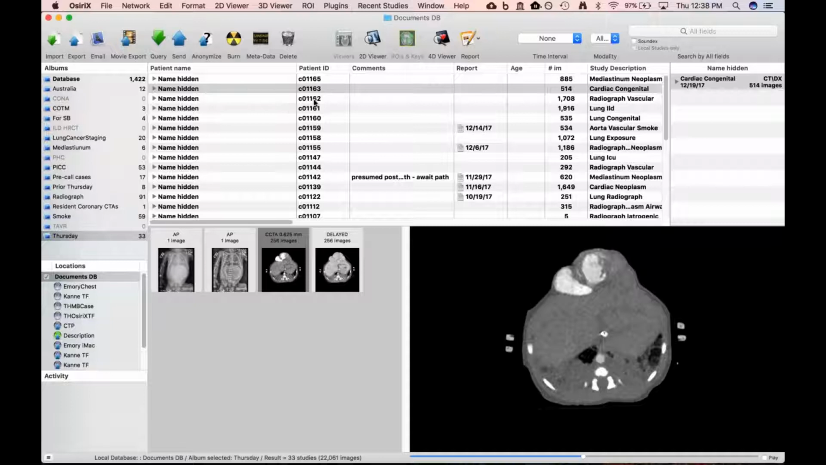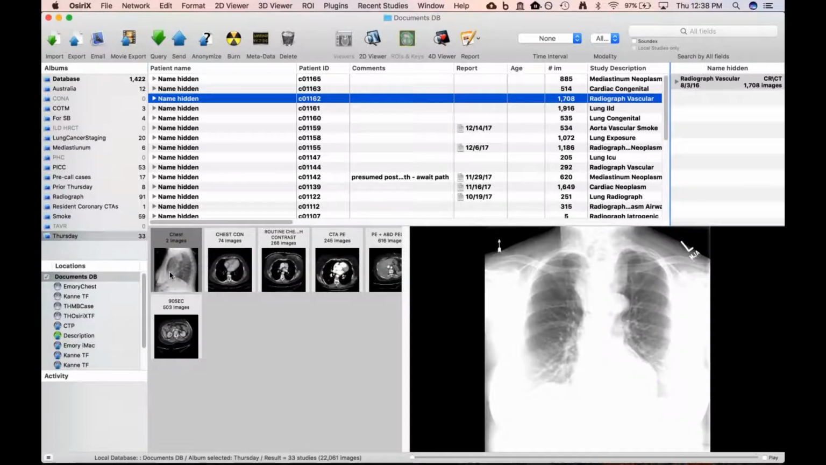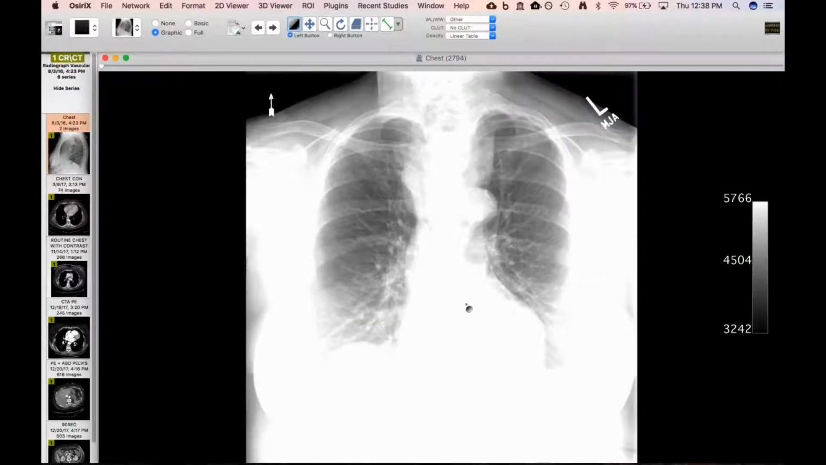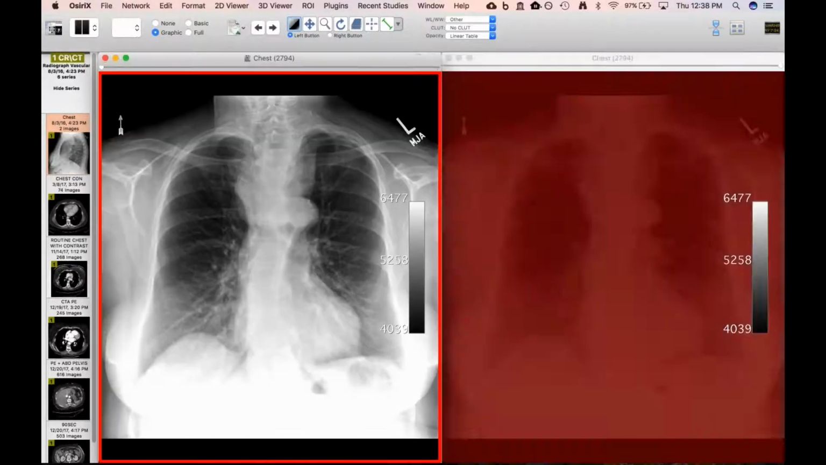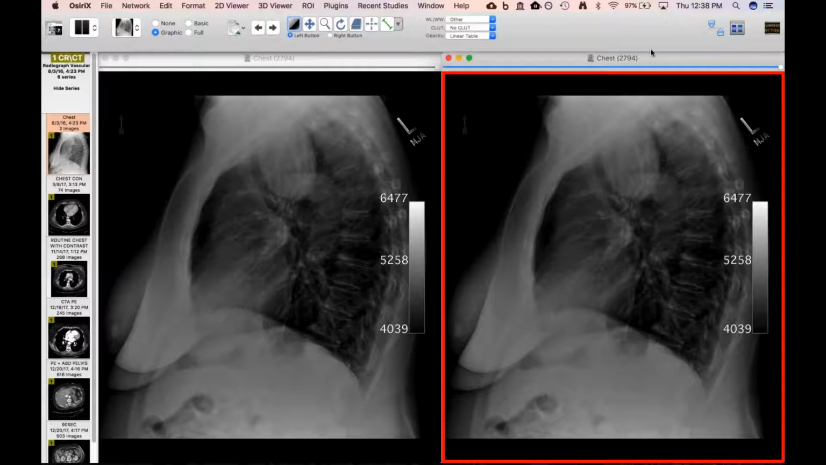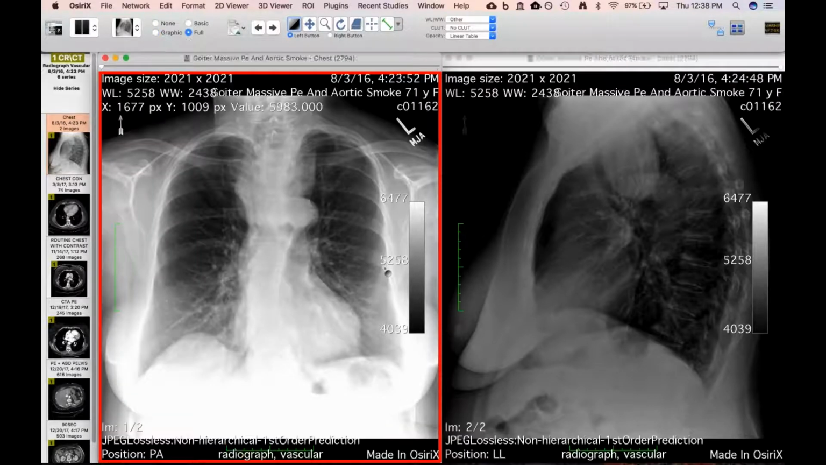All right, let's see. Here's an interesting case. This is a case that kept on giving us more interesting things. So here's the original radiograph, and I'll let you look at the PA and the lateral view. If I can unsync them.